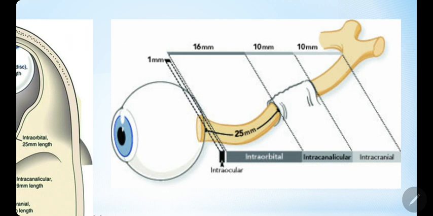Now you see in this different diagram, here is the eyeball, and then this is the optic disc. This portion is the intraocular or intrabulbar portion, which is passing through the layers of the eyeball, and it's around 1 millimeter. And this is the intraorbital portion, which they have shown here as 16 millimeters, and here they have shown 25 millimeters.